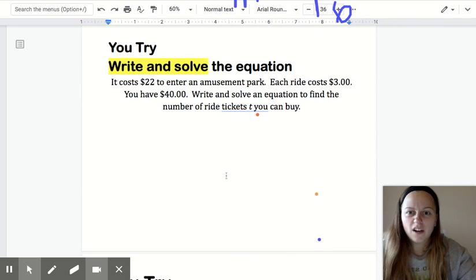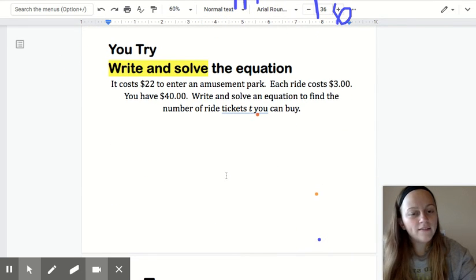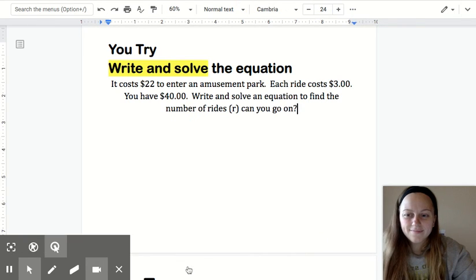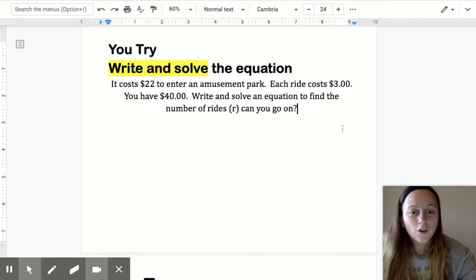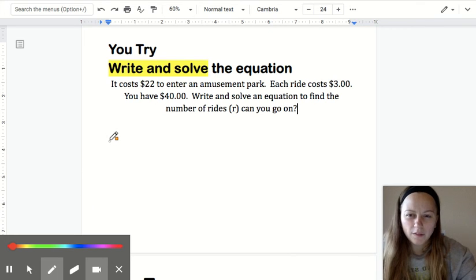Okay. Now we've got a story problem. Write that equation. It costs $22 to enter the amusement park. Each ride costs $3. You have $40. Write and solve an equation to find the number of rides R you can go on. So we'll walk through this one together.